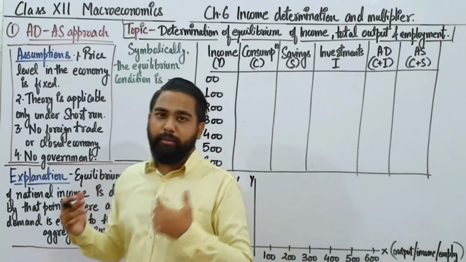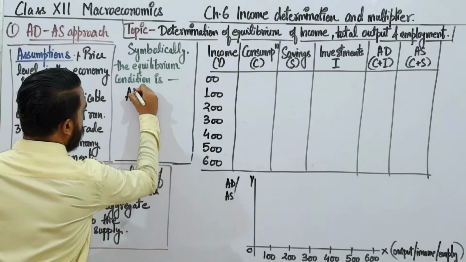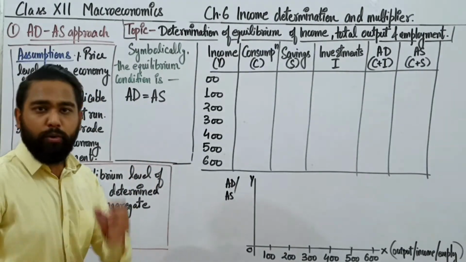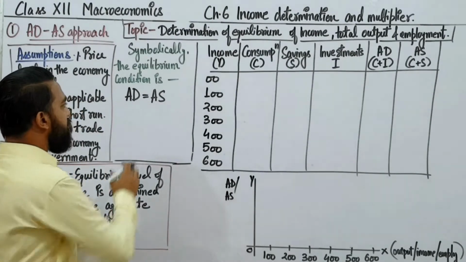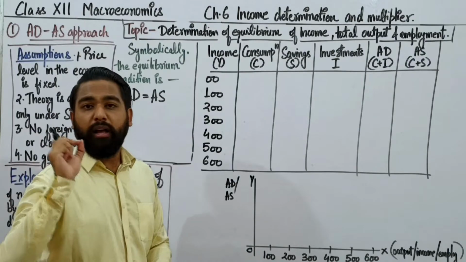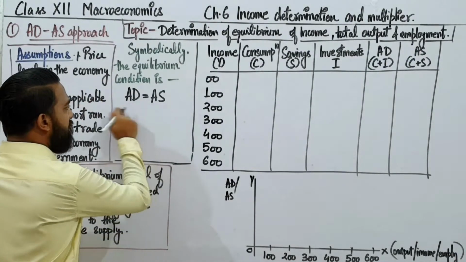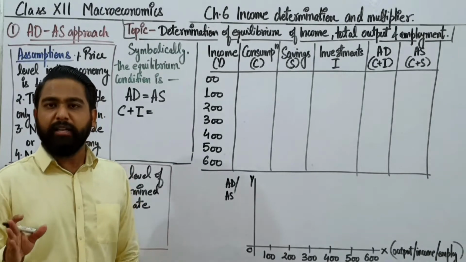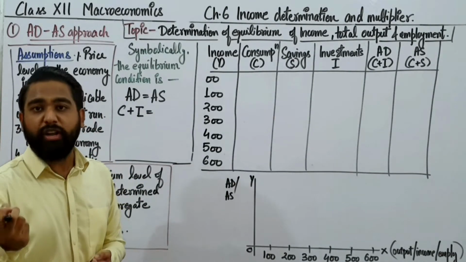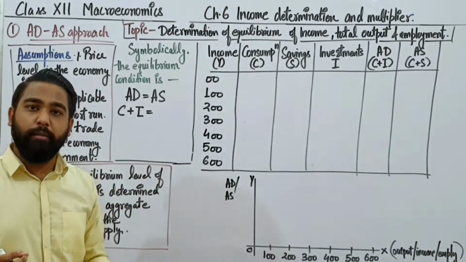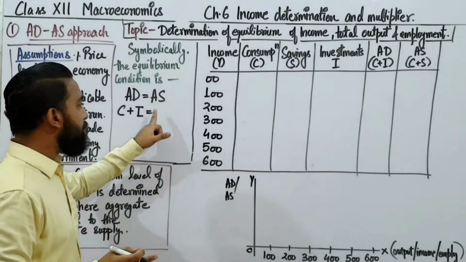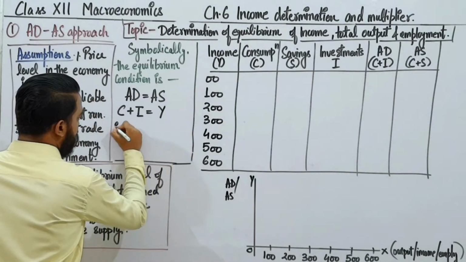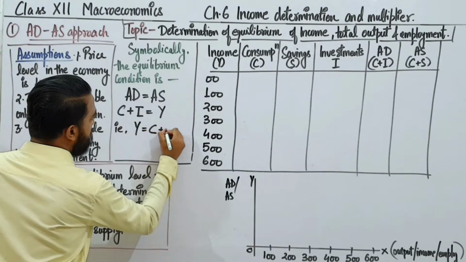Symbolically, this equilibrium condition means that aggregate demand is equal to aggregate supply. In the previous chapter, you learned the formula of aggregate demand. It was C plus I, consumption expenditure plus investment expenditure. Aggregate supply also means national income. Aggregate supply is equal to C plus S, or you can write it as Y. So we can write Y is equal to C plus I.